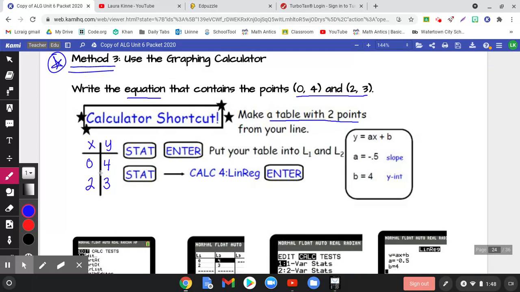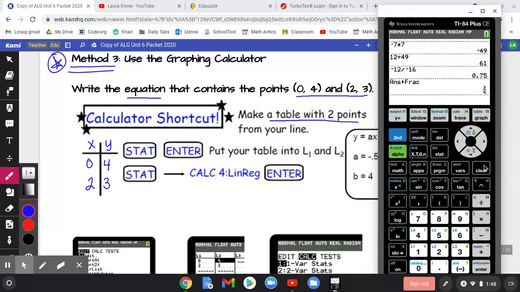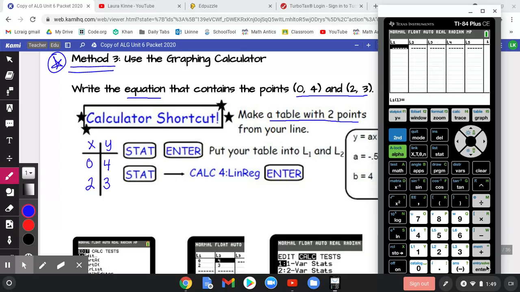All right, so the first thing that we're going to hit is stat and then enter. So grab your calculator. Don't just rely on me showing you, because if you're not trying it along with me, most likely it's not going to stick. But you do have these notes, you can use them to help you. So stat is a new button, that's right here, 2 over from the green button, so you hit stat. And then enter, we're going to edit our list. And you should see these pop up.